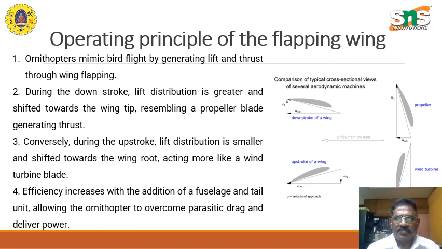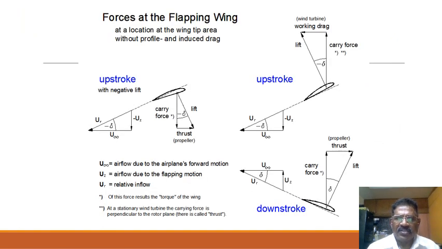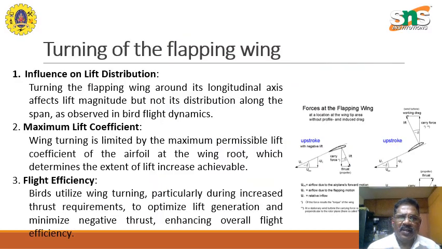These are the forces that act on the wing. The various forces are shown here: airflow due to the airplane's forward motion, airflow due to the flapping motion, and the relative flow during the upstroke and the downstroke. Influence of the lift distribution: turning a flapping wing around its longitudinal axis affects its lift magnitude but not its distribution along the span, as observed in bird flight dynamics.